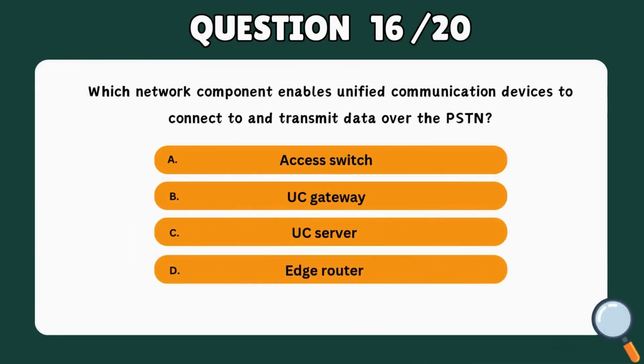Question 16. Which network component enables unified communication devices to connect to and transmit data over the PSTN? A. Access switch. B. UC gateway. C. UC server. D. Edge router.